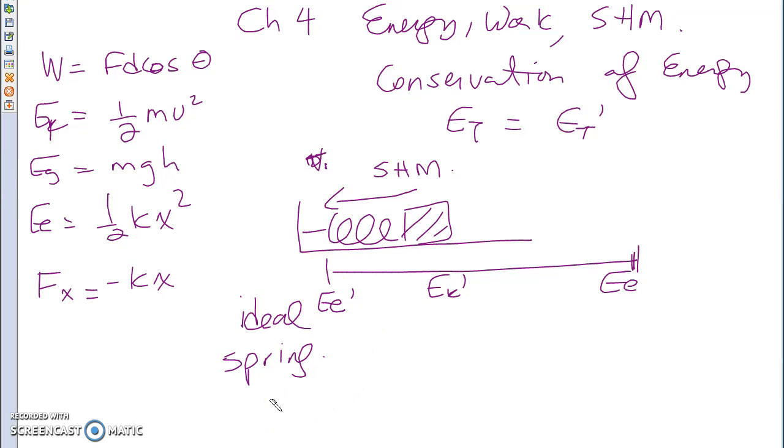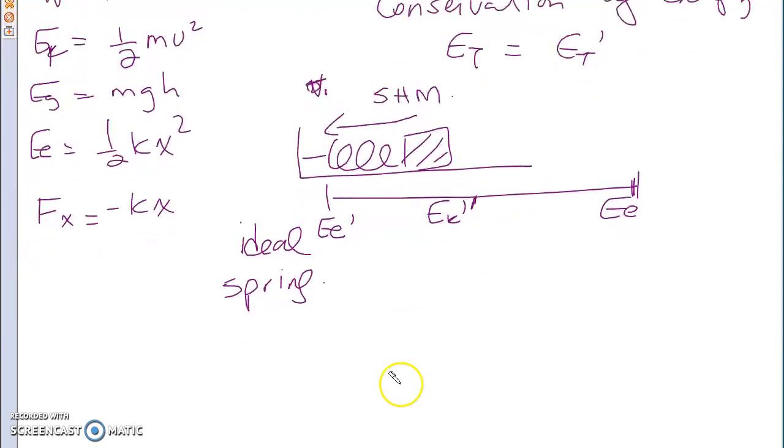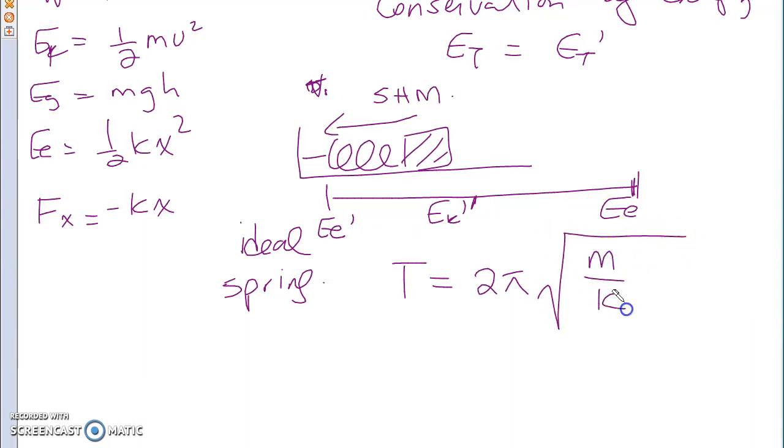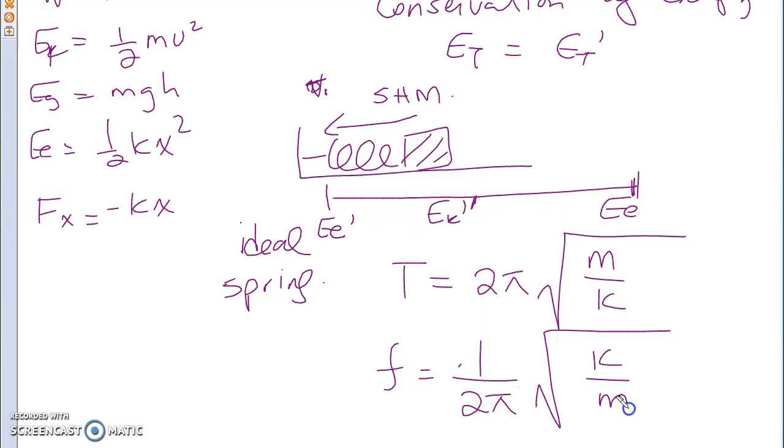Okay, and we also said that this motion can be described in a couple of different ways. So one of the formulas that we got was T equals 2 pi, what was it? Square root of m over k, and f equals 1 over 2 pi square root of k over m. Can you just confirm that, please? Of course, T is your period. Okay, f is your frequency.